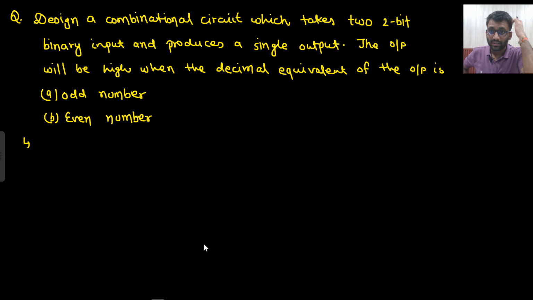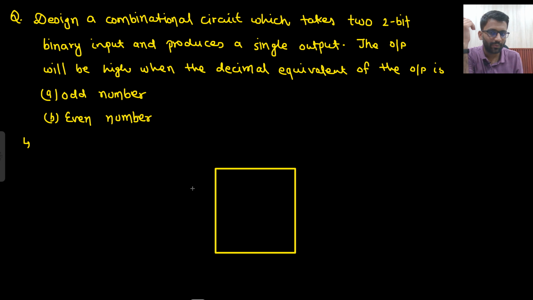Let's see the next question. Design a combinational circuit which takes two 2-bit binary inputs. That means it will take two inputs, but every input will have 2 bits. Let's say it will take the inputs A and B, and these inputs will each be of 2 bits.